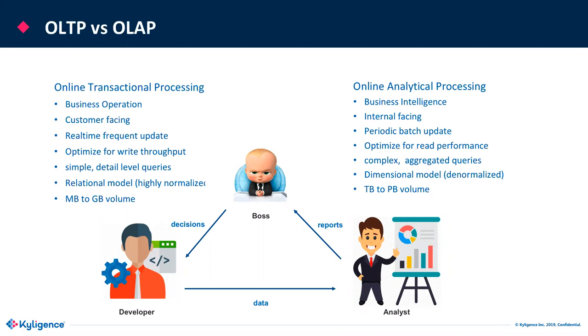Due to the different purposes, the technical focuses are quite different. In the OLTP system, data is kept in operational store that handles transactions, which requires real-time frequent updates. It is optimized for write throughput and the response to simple patterned detail level queries on the up-to-date data. We are talking about small volume, like several megabytes to gigabytes here. While the OLAP system is more optimized for read performance of complex aggregated queries on historical data, which can be terabytes to petabytes in volume. The updates are acceptable to happen in periodic batch fashion. Also, the models being used are quite different. OLTP often chooses relational model, which is highly normalized, and the OLAP uses dimensional model, typically star schema, snowflake schema that are denormalized.